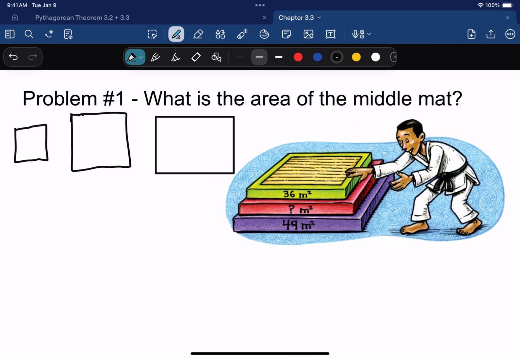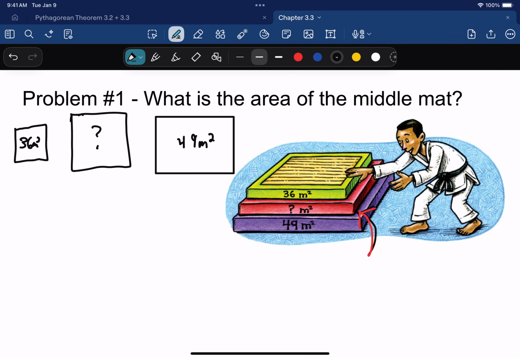So up here we have the square at 49 meters squared. Okay, and down here we have 36 meters squared. So in the middle, we're looking for something that's in between 36 and 49, and it's pretty much in the middle, right? It's not half the size of both of these, it's right in between. It's right in the middle of both of these mats.